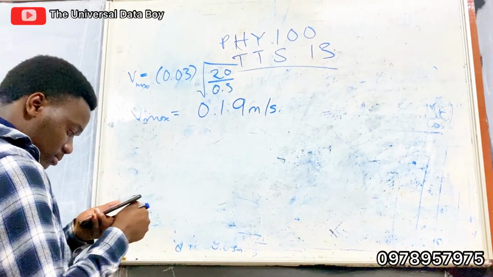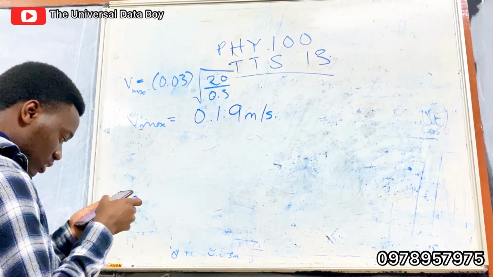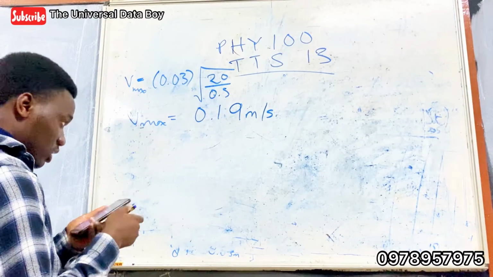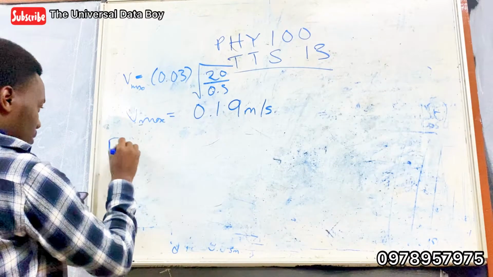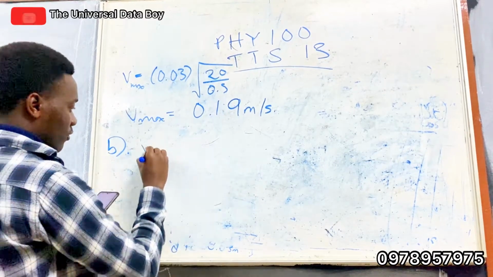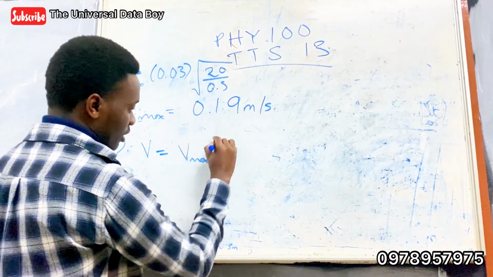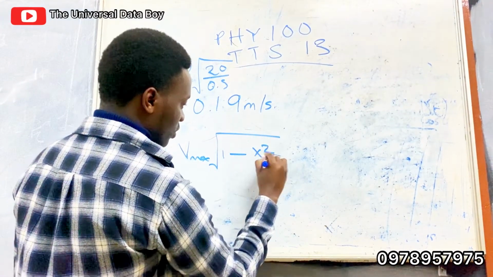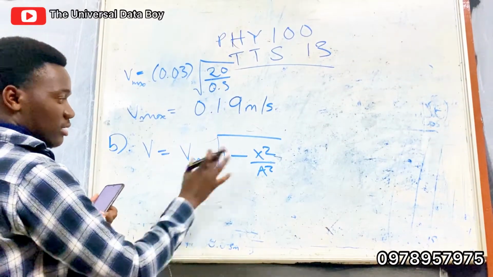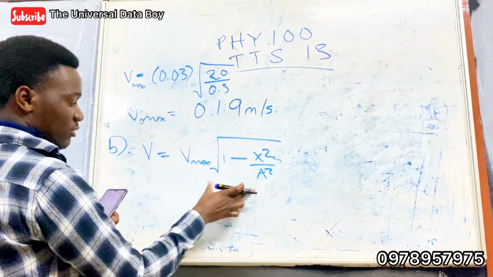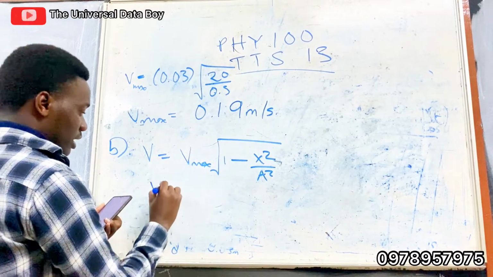Now, the B part is telling us to calculate the velocity of the cart when the position is 2 centimeters. So now, in B, we have got the formula. The formula is v is equal to V max times the square root of 1 minus x squared over A squared. There's a video that I made on how to derive all this, but if you can manage to master this formula, it's alright. And sometimes this formula is even given in the formula sheet in the exam.